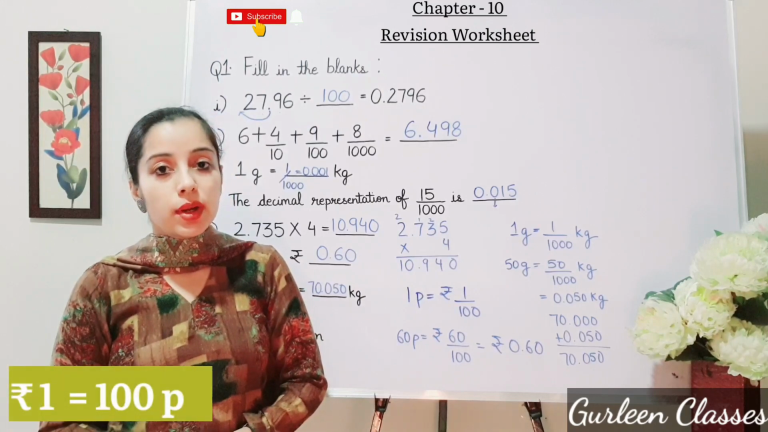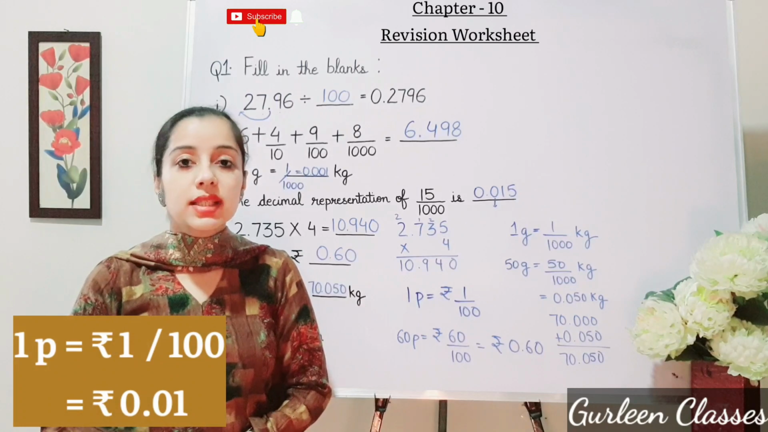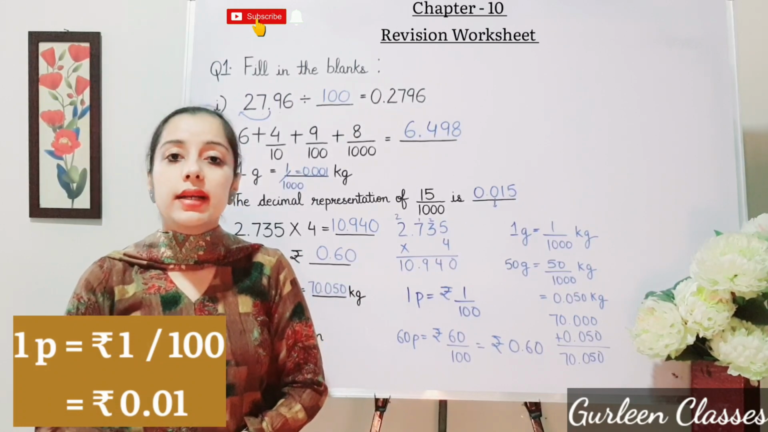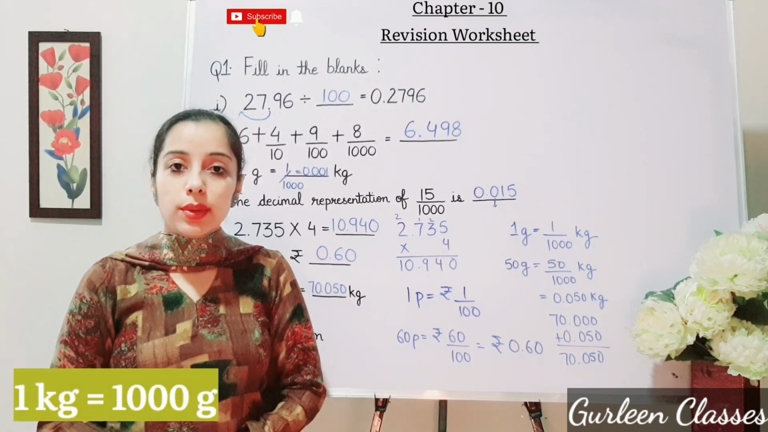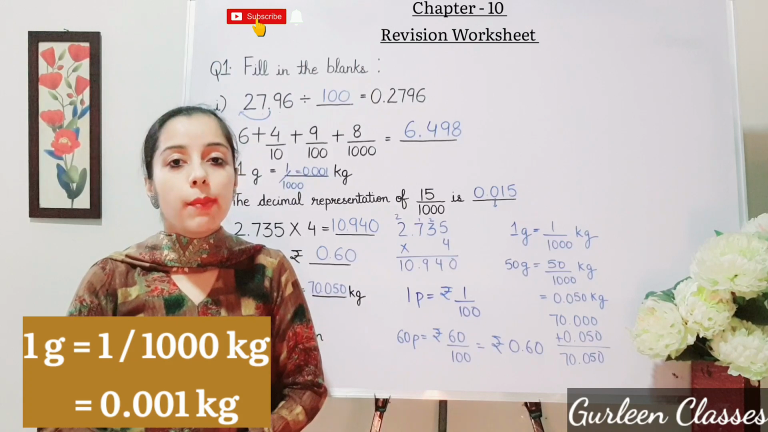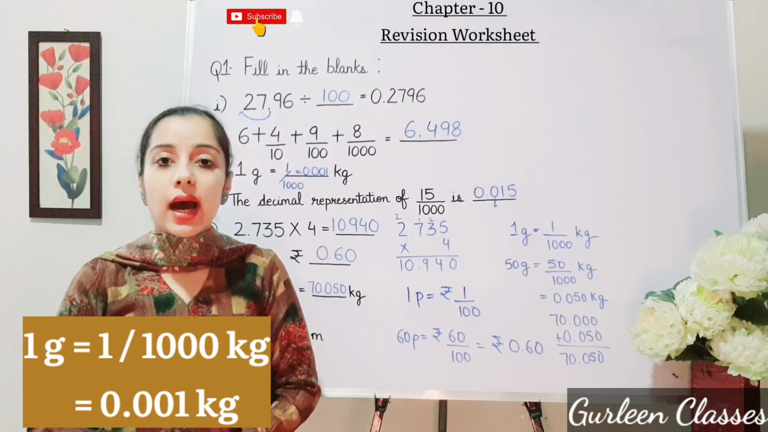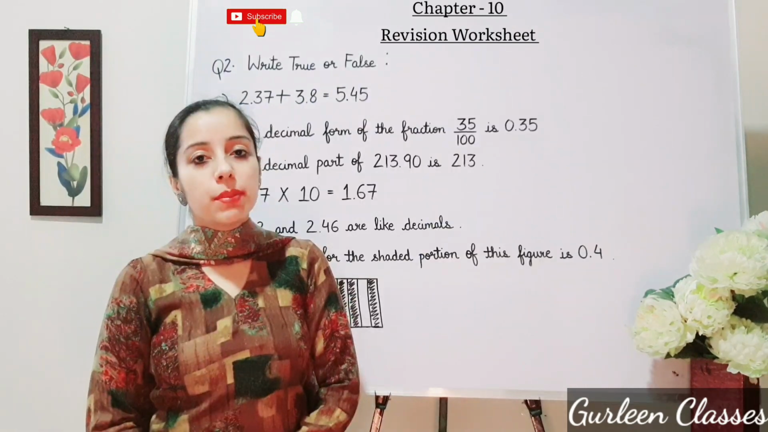1 rupee is equal to 100 paise. So 1 paise is equal to rupees 1 upon 100, that is 0.01 rupees. 1 kg is equal to 1000 gram. And 1 gram is equal to 1 upon 1000 kg, that is 0.001 kg.